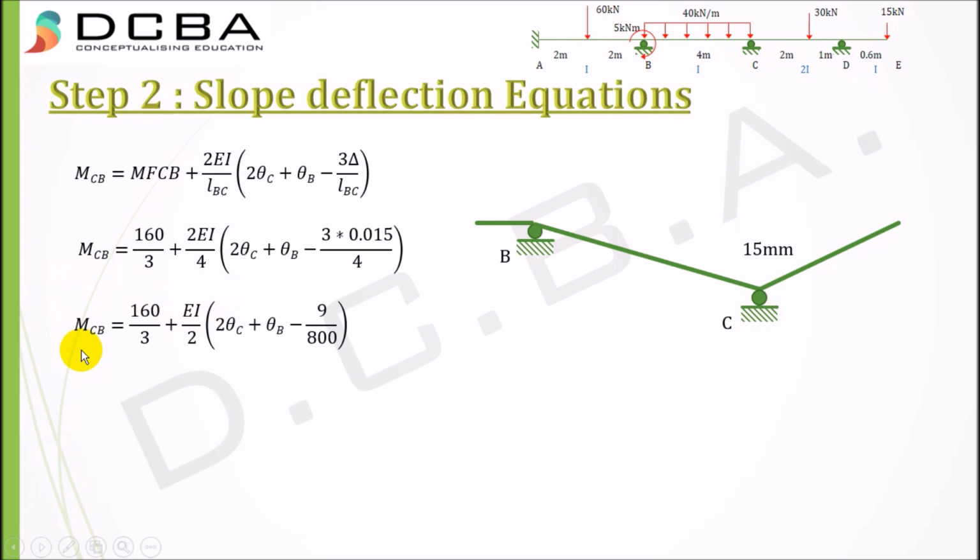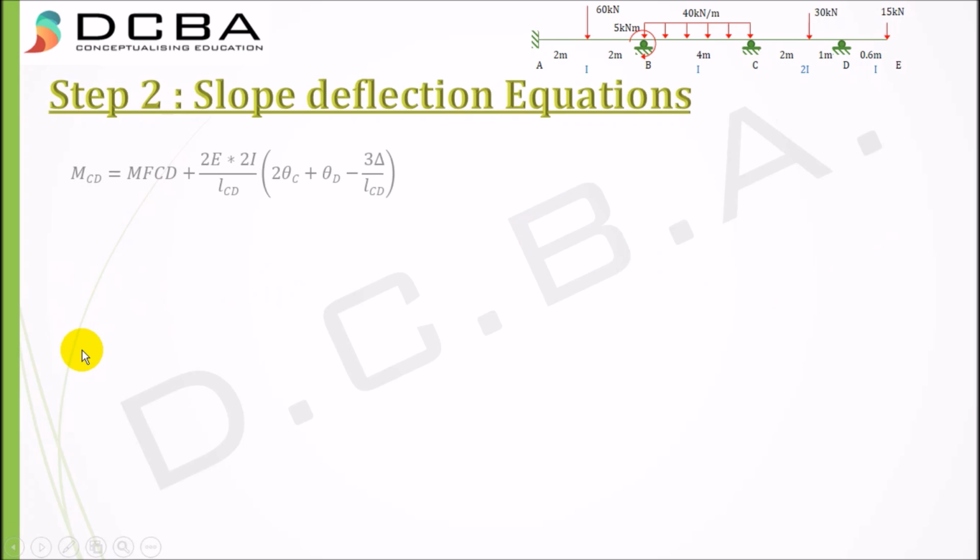Now we'll write the equation for MCD. MCD is MFCD plus 2E, and now I is changing. In the previous segments AB and BC, my I was the same. Now I has changed to 2I, therefore I substitute here I as 2I. So 2E into 2I by LCD, that is length of CD, into 2 theta C plus theta D minus 3 delta by LCD.